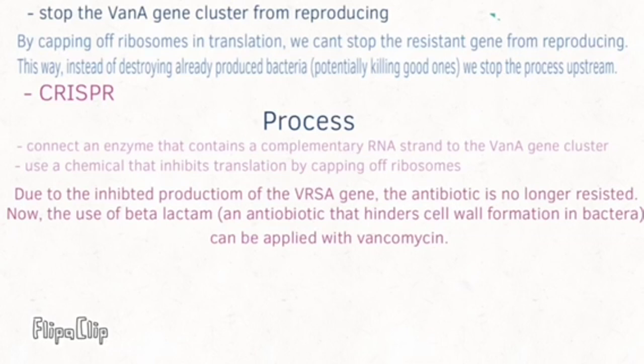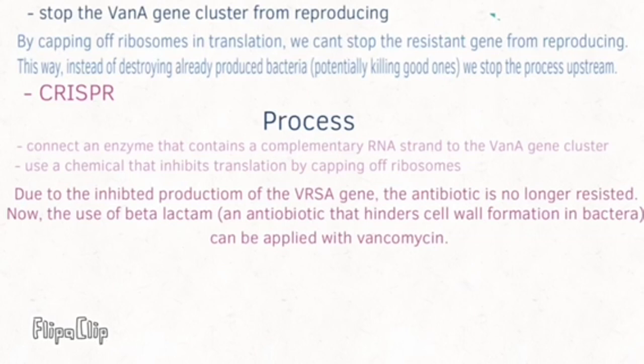The process begins by using the enzyme that contains a complementary RNA strand to the VAN-A gene cluster to locate the correct bacterial cell. By using a complementary strand, we can locate the bad bacterial cell instead of killing good cells. The next part of the process involves using a CRISPR enzyme to inhibit translation by capping off ribosomes early in the upstream process. By capping off the ribosomes early in the process, we can stop the gene from producing in the first place. By stopping the production process, we also stop beta-lactamase, so it cannot resist antibiotics any longer.